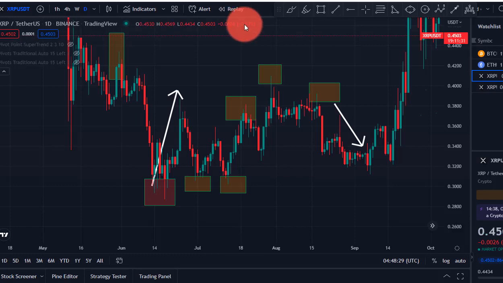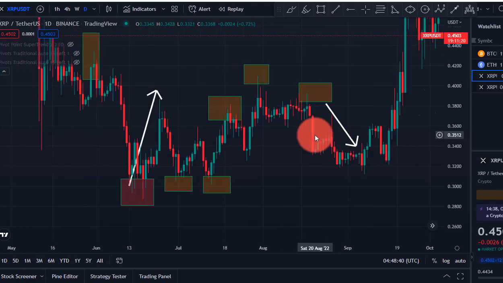Moving towards the chart, here I have a couple of examples I picked out from the very recent crypto market on Bitcoin. It's a daily chart, and you can see these patterns over here.